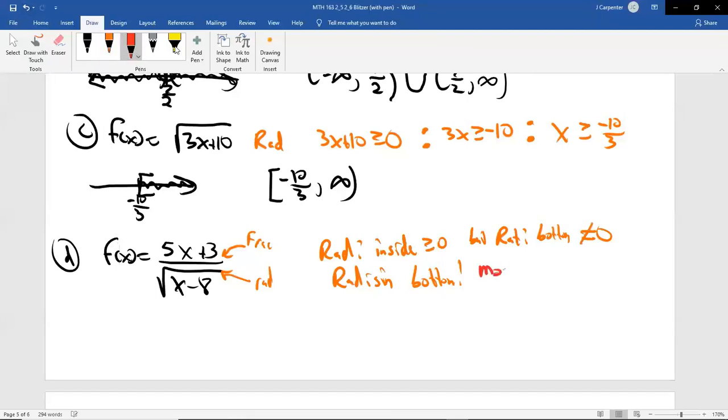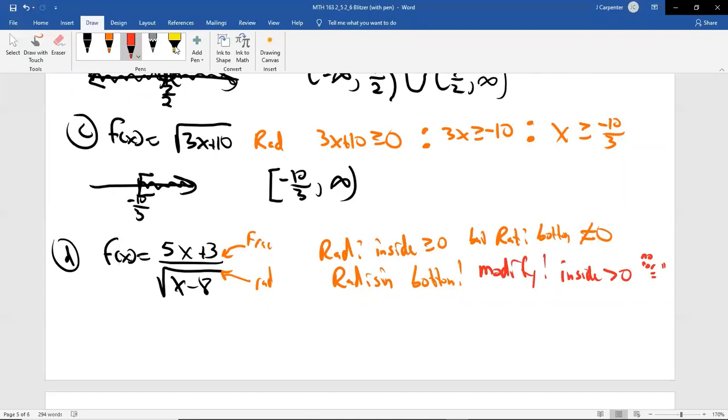So we modify that the inside of the bottom radical must be bigger than 0. There is no or equals part. Again, that's because the radical was in the bottom. With a radical in the bottom, while you normally say bigger than or equal to 0, because it's in the bottom, you have to cut out the equal to 0 part.